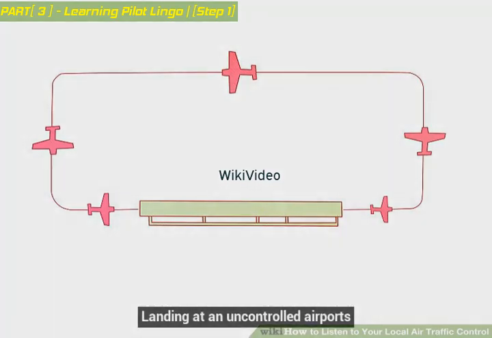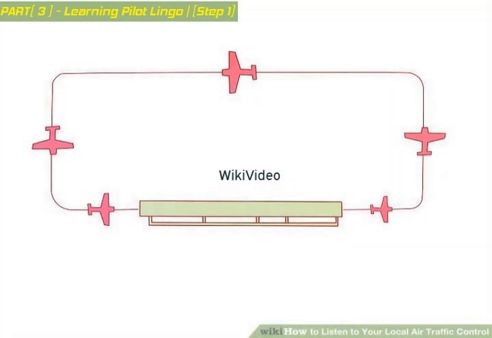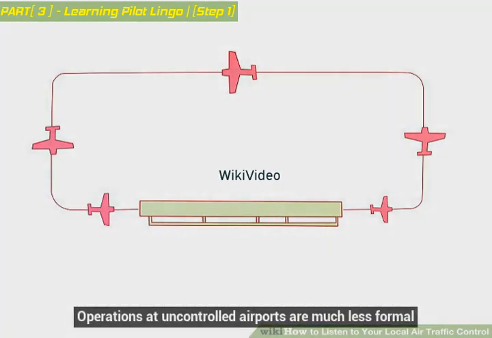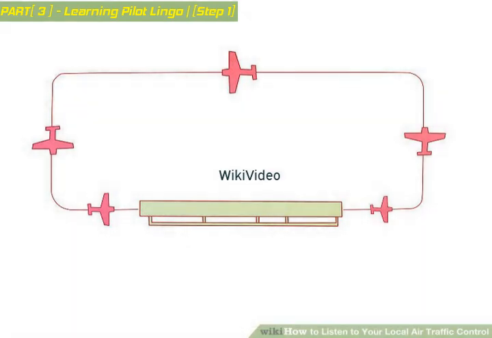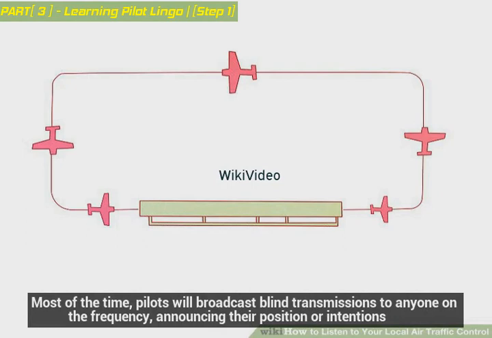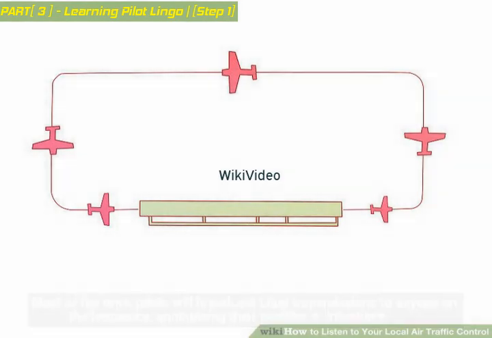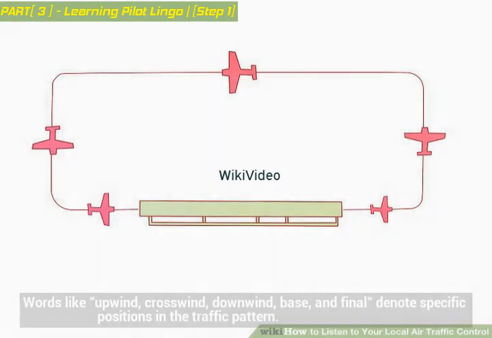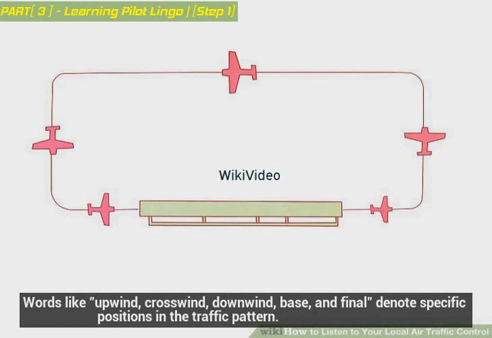Landing at uncontrolled airports. Operations at uncontrolled airports are much less formal. Most of the time, pilots will broadcast blind transmissions to anyone on the frequency, announcing their position or intentions. Words like upwind, crosswind, downwind, base, and final denote specific positions in the traffic pattern.